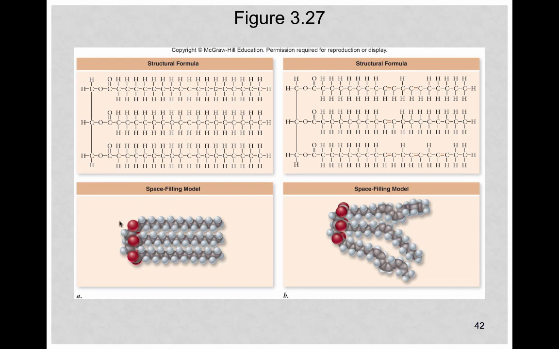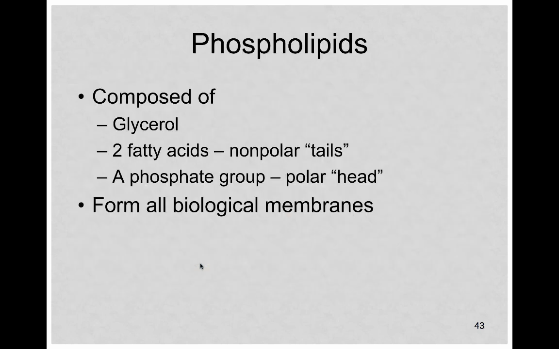Here is a triglyceride with 3 fatty acid tails that are saturated, and then here is a triglyceride that has 3 fatty acid tails that are unsaturated. So you can see the kinks in the tails, and those kinks cause them to spread out more, and as things spread out more, they tend to be less solid, more liquid, and in this case, liquid at room temperature, where the saturated is solid at room temp.